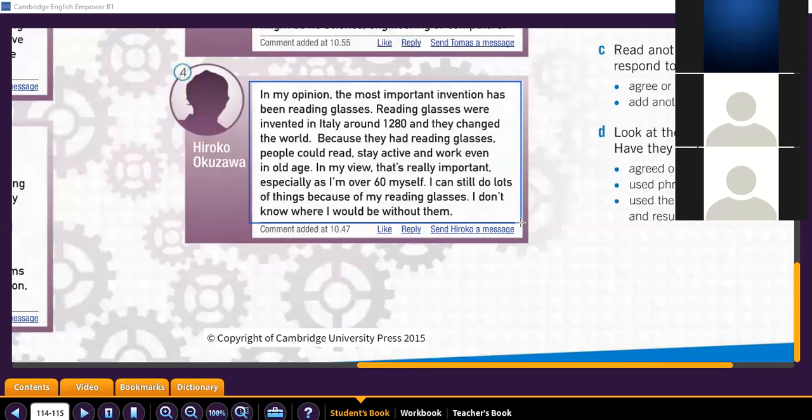Exactly. Thank you so much. So what do you think is the invention over here? What is the invention over here? ¿Cuál es el invento en este caso?